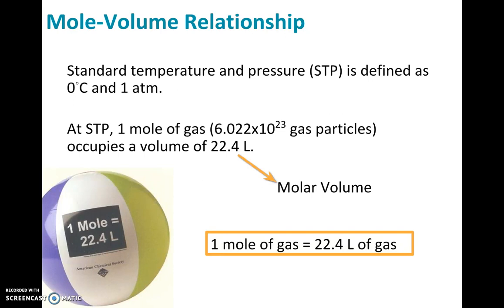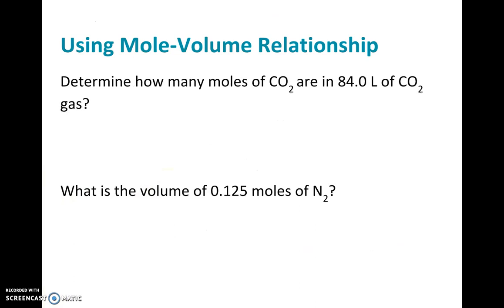Additionally, we can investigate relationships between moles and the volume that the moles of a gas are occupying. So at standard temperature and pressure, STP, which is defined as 0 degrees Celsius and 1 atmosphere, 1 mole of gas is occupying a volume of 22.4 liters. We call this molar volume. That means that 1 mole of gas has 22.4 liters of gas. So this is just another conversion factor for us. If we want to use this conversion factor, it's very straightforward.